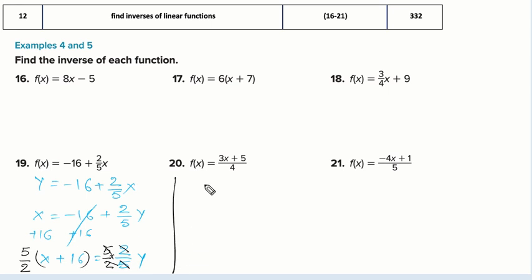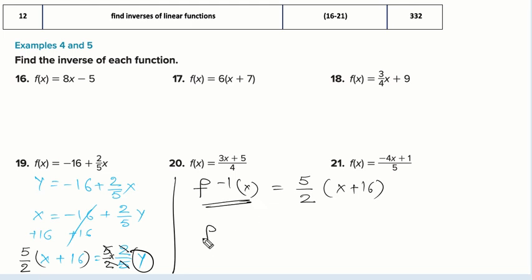Now y is replaced as f inverse x is equal to 5 over 2 x plus 16. I just replace this as this and the same. f inverse x is equal to 5x over 2 plus 16 divided by 2 will be 8. 8 multiplied by 5 will give you 40.